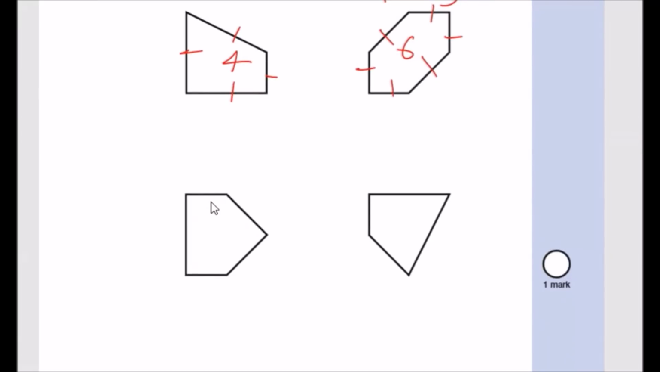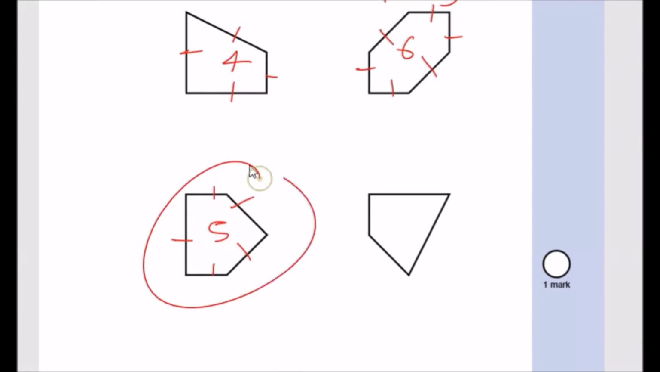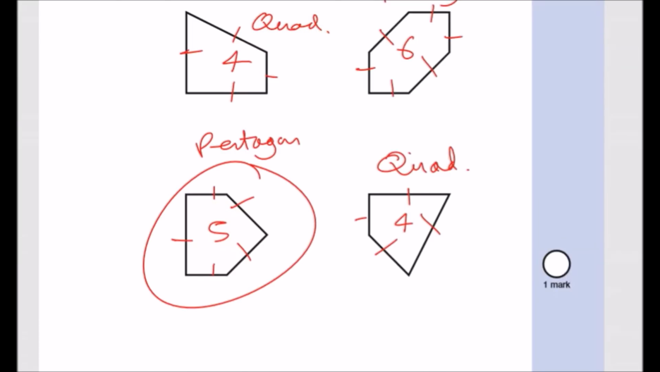Next one: 1, 2, 3, 4, 5. This one's definitely the pentagon. And just for the last one, for the sake of it, 1, 2, 3, 4. This one's also a quadrilateral, so let's just call this a quad. So the answer is this one. So let's take it.